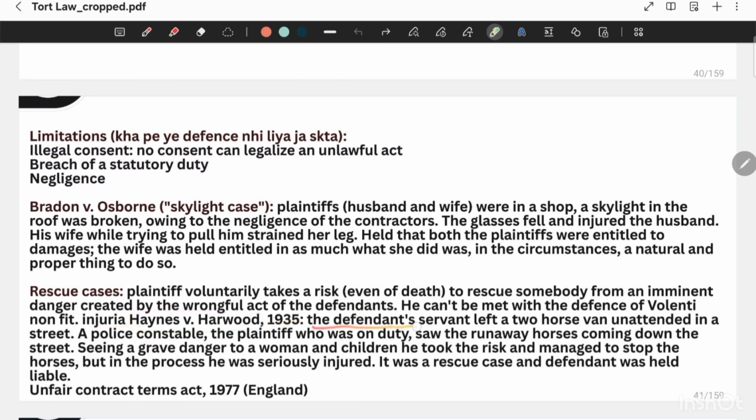What happens? The defendant's servant left a two-horse van unattended in a street. A police constable, the plaintiff, who was on duty, saw the runaway horses coming down the street. Seeing a grave danger to a woman and children, he took the risk and managed to stop the horses. But in the process, he was seriously injured. It was a rescue case. Which case was it? A rescue case. And the defendant was held liable.